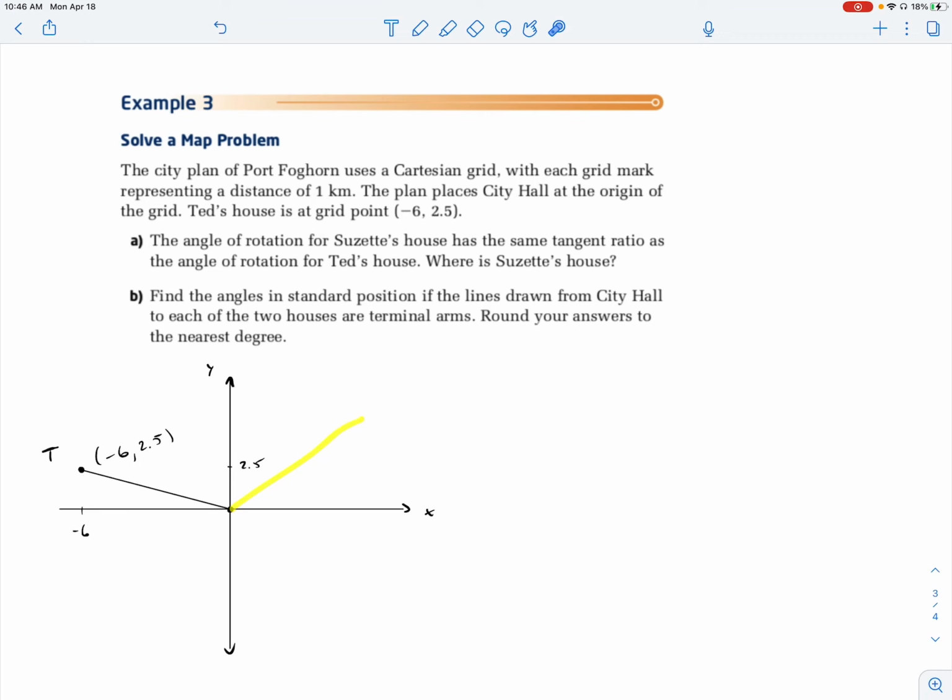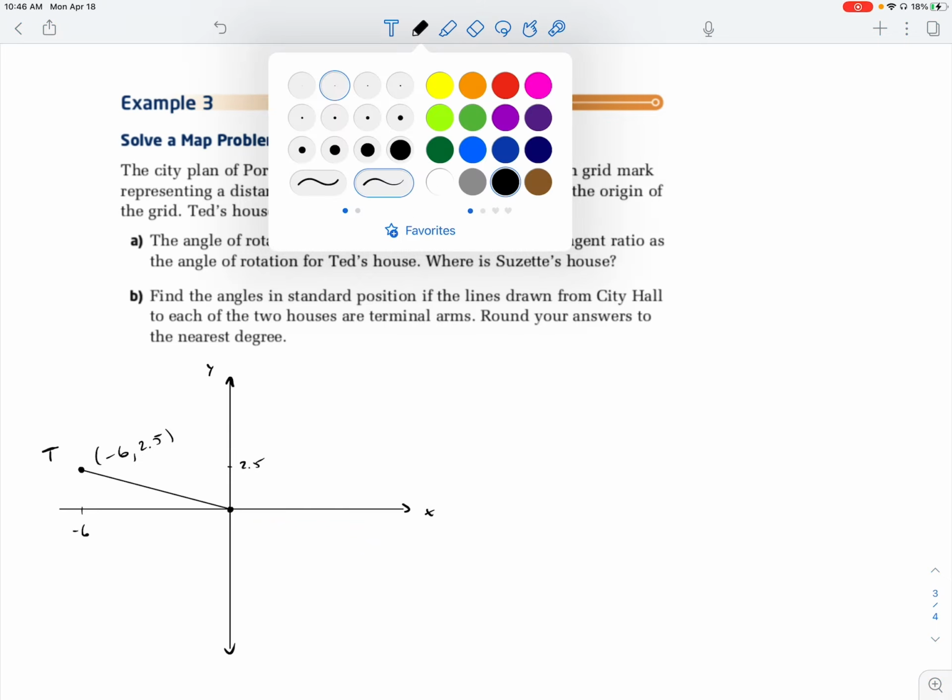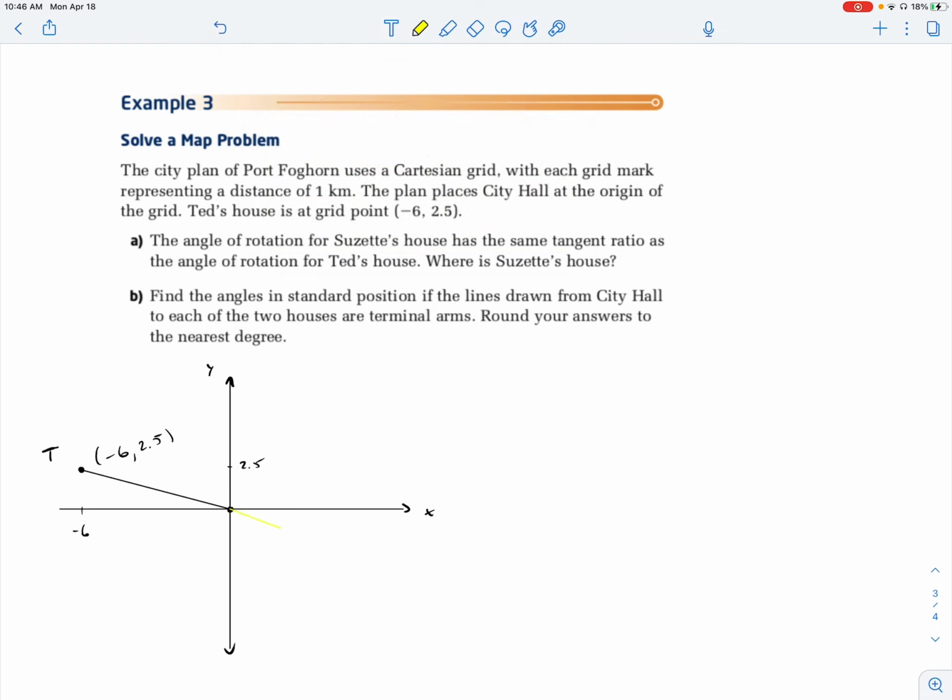So where else would tan be negative? Well, we know tan is positive here, and we know tan is also positive down here. So that means it must be down here. If it has the same ratio, it needs to make a congruent triangle with the x-axis. So we're going to draw this out here, and it's going to look like this. Here the x will be positive 6, and the y value here will be -2.5. So the ordered pair is (6, -2.5).